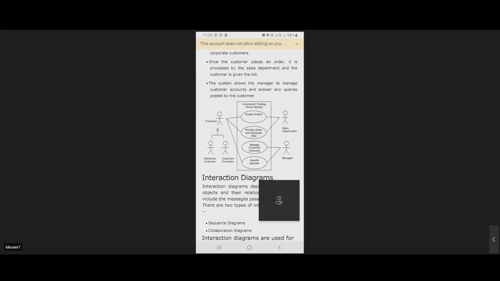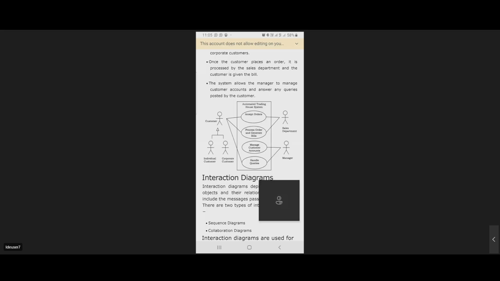Now see who plays which roles. The sales department will accept orders, process orders, and generate bills for the customer. That is the sales department's work. The manager will manage the customer accounts and handle the queries. All these four processes can be accessed by a customer, whether he is a corporate customer or an individual customer.